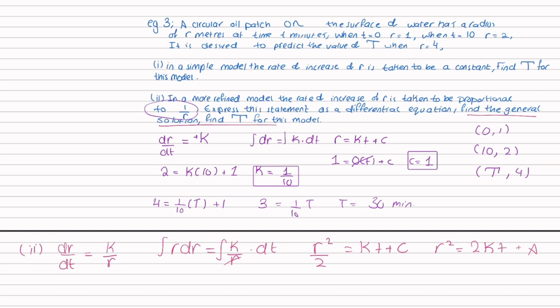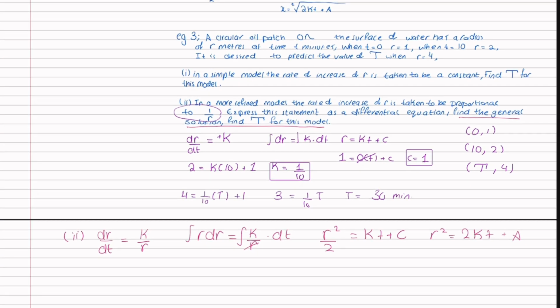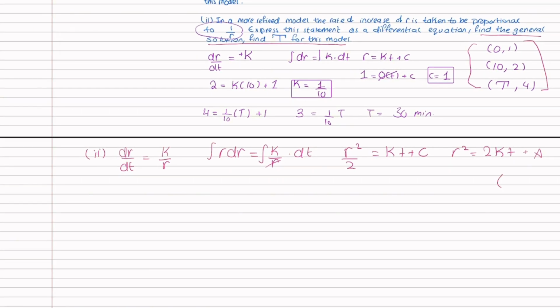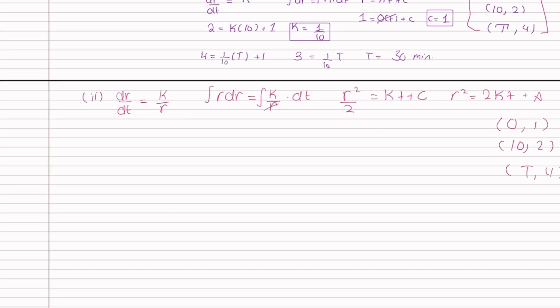Find the general solution, find t for this model. To find t, first off, I'm going to be using these initial conditions because they were here. They don't just have to do with part I, they have to do with the entire question. Therefore, all the points which are right here are also used in this question: 0, 1, 10, 2, and t at radius equals 4. So let's go ahead and find our a, find our k, and then find the t. To find a, I plug in this point: 1 equals 2 times 0 for t, which cancels out the k and gives us a equal to 1.